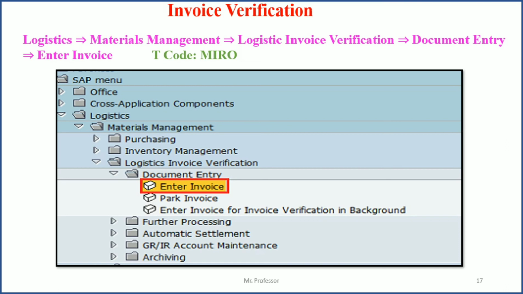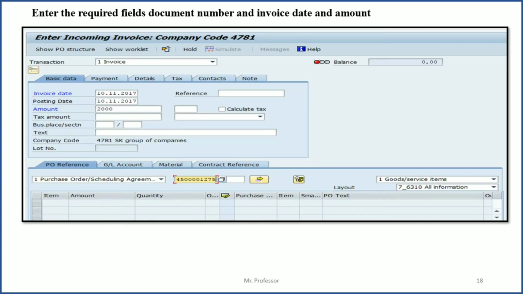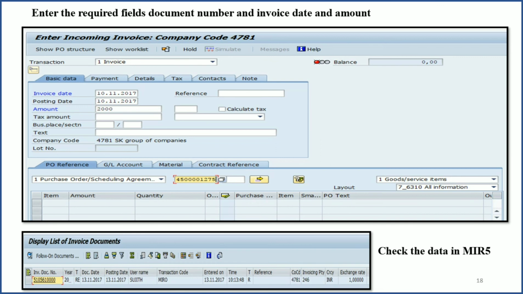Go to Logistics, select Materials Management, then select Logistics Invoice Verification, there select Document Entry, finally select Enter an Invoice. Or we can use T-code MIRO. Then fill in all the necessary details such as invoice posting date, amount that is paid to the vendor along with the quantity for which the amount is paid. Click on Save. Invoice is now posted for the goods receipt.